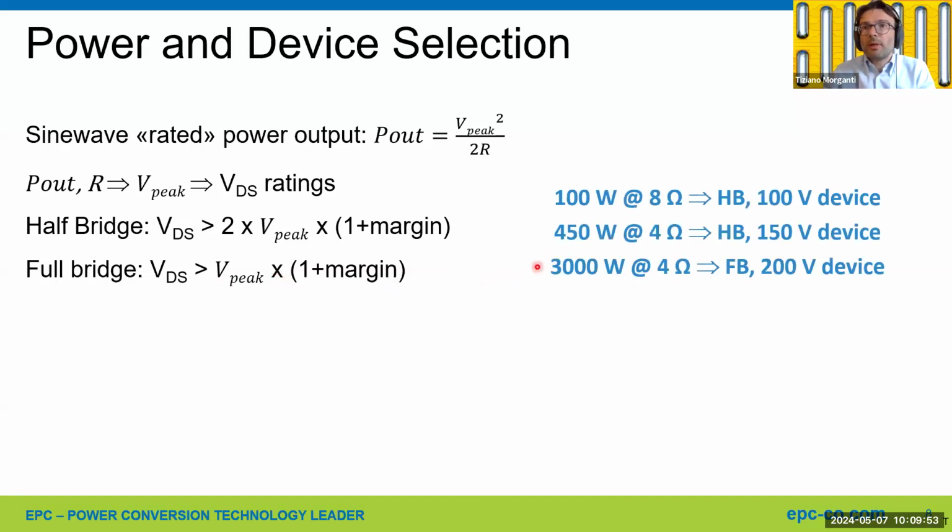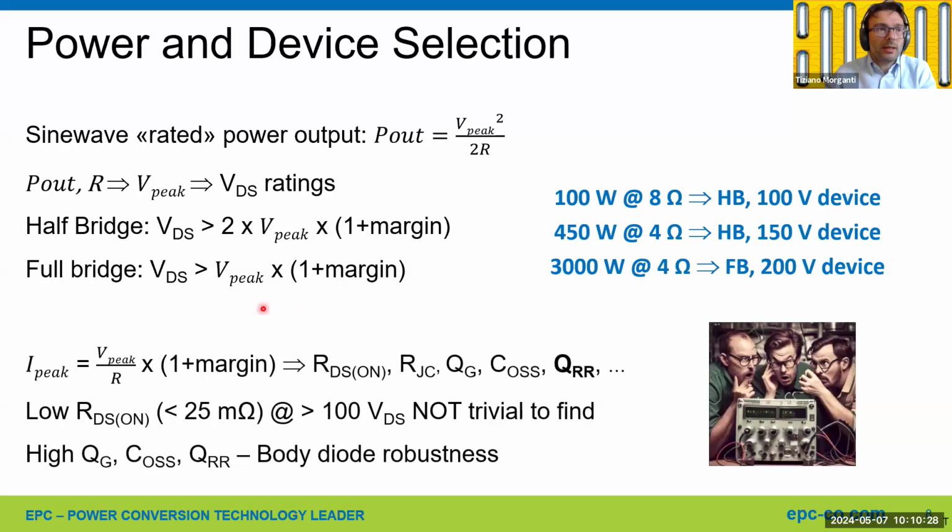As an example, for 100 watt at 8 ohm, a 100 volt device is okay. It's barely okay. It's a 40 volt peak at this power level on 8 ohm, for a half bridge. For 450 watts on 4 ohm in a half bridge configuration, you need a 150 volt device. At the upper extreme, 3000 watt on 4 ohm, you need a full bridge with 200 volt devices.